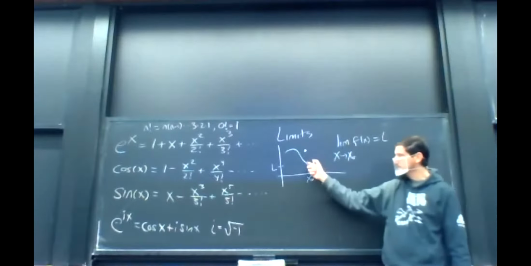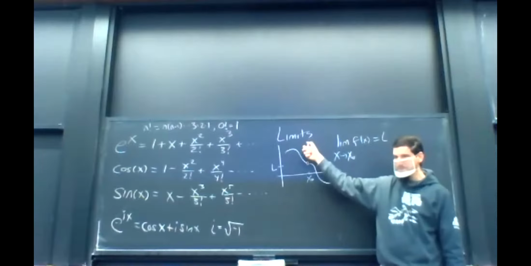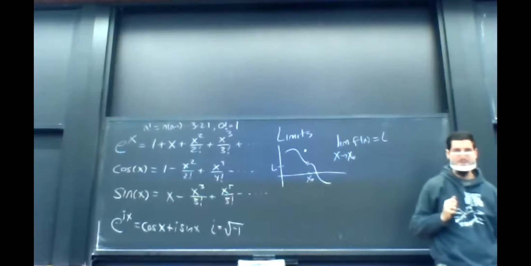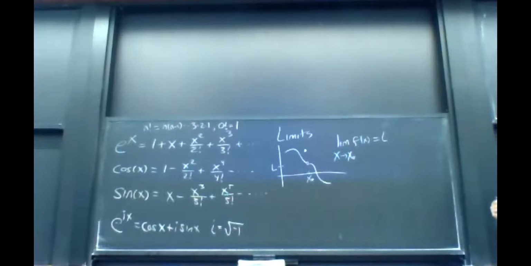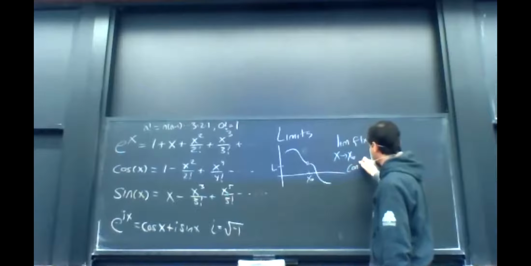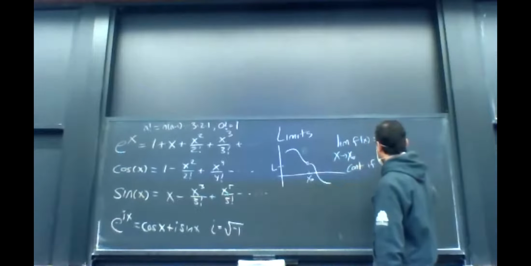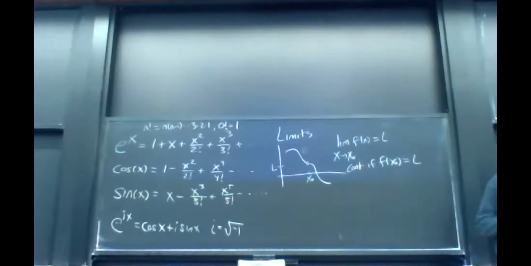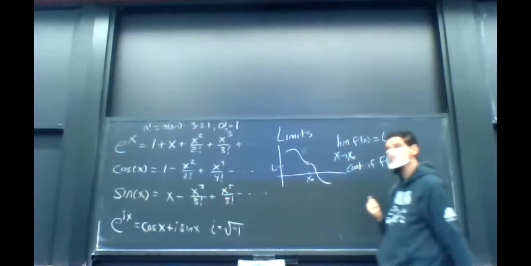What kind of function would it be if it's getting closer and closer to L, jumps up instantaneously, and then jumps back down and continues? That would be a discontinuous function. And a function is continuous if f of x naught equals the limit. And so we often like to look at functions that are continuous, or even better, continuous and differentiable.